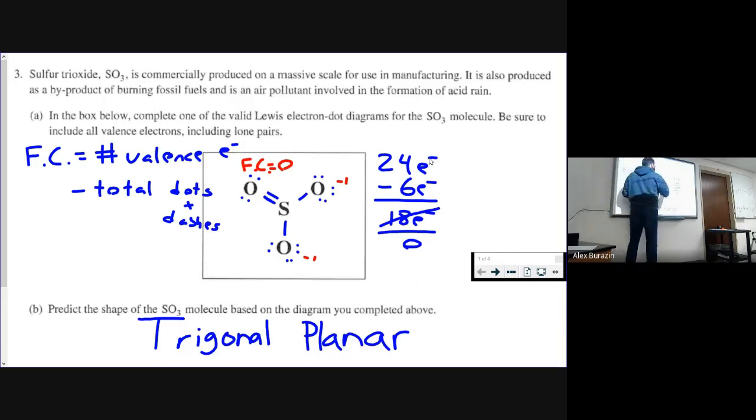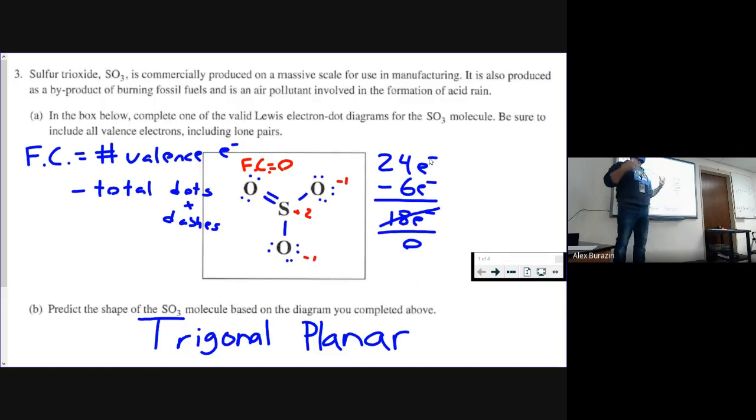Positive 2. Can we do better than that? We sure can. If we keep going and make more double bonds, we're going to make this a better structure according to formal charge. We're going to break the octet rule on sulfur, but if you remember, that's kind of allowed sometimes. Second row. Correct. It needs to be on the 3rd row of the periodic table or lower.